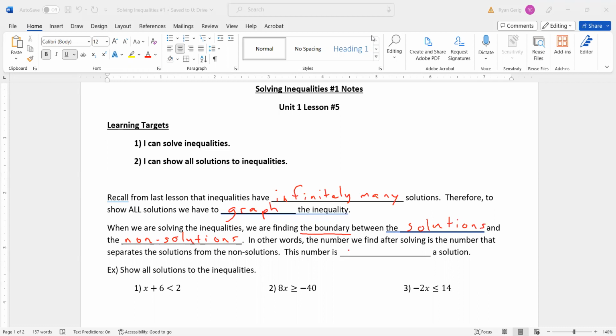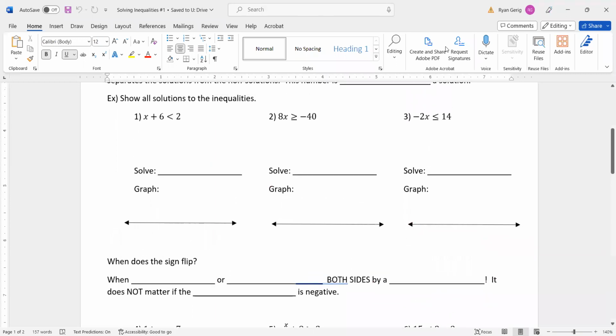This number is sometimes a solution and sometimes not. Hopefully you can figure out when it is and when it is not. But if you can't, let me show you. Those two means that the number is not equal to. So in this case, it would not be a solution. The boundary would not be a solution. In this case, it would be a solution because the left side would be equal to the right side. Okay? And we'll look at some of those as we do several examples in this lesson.